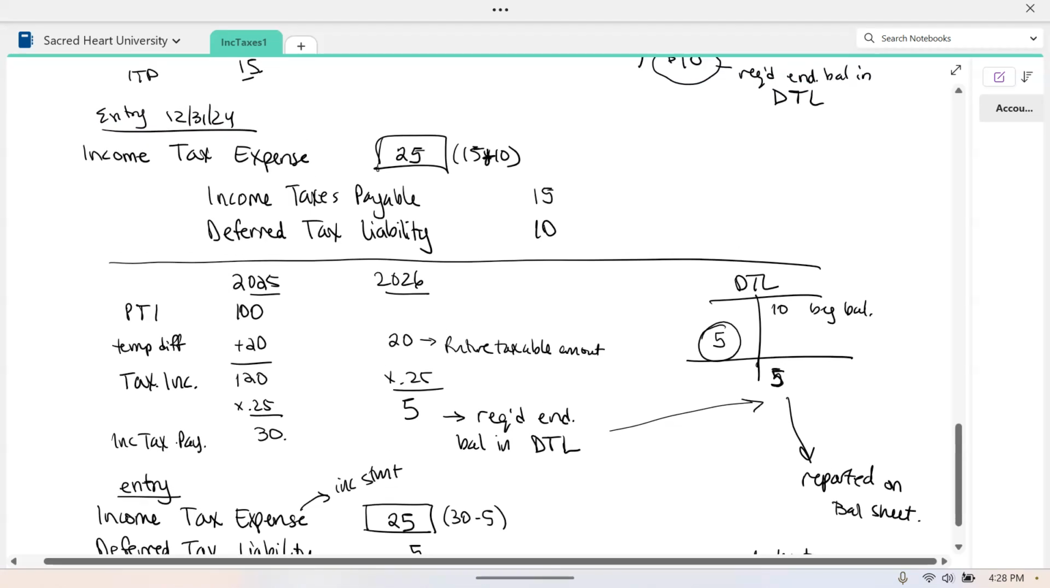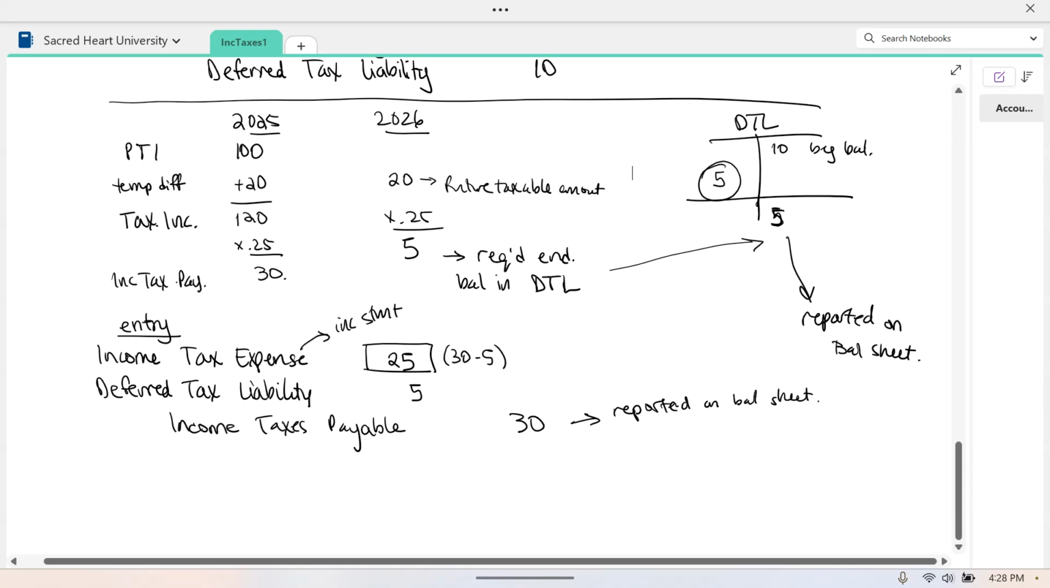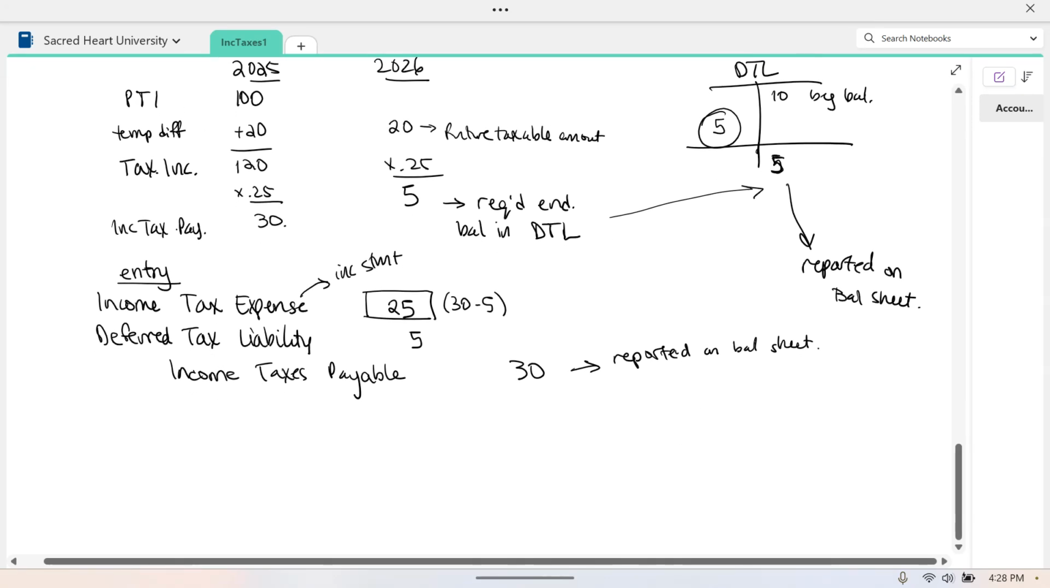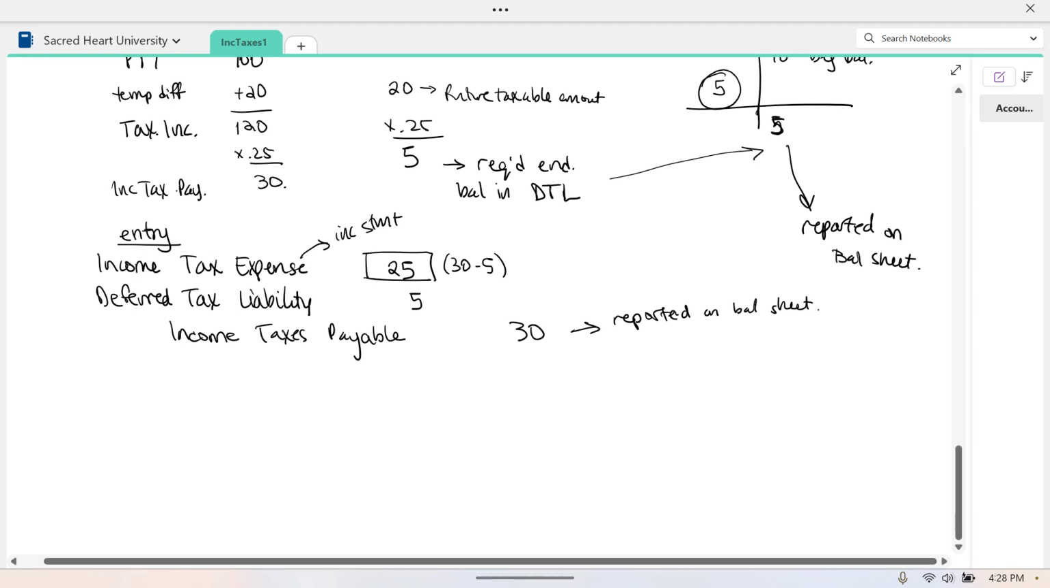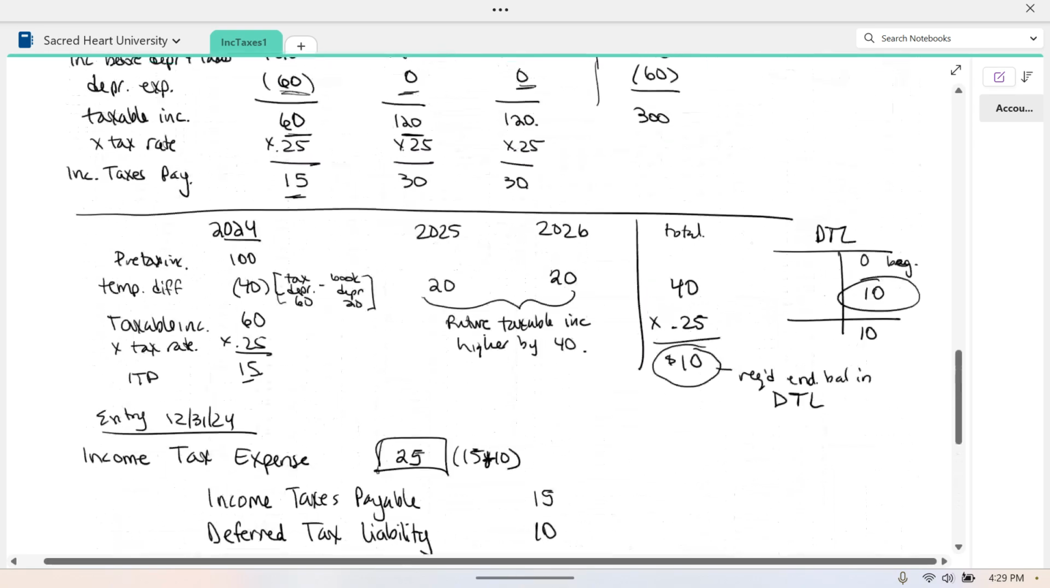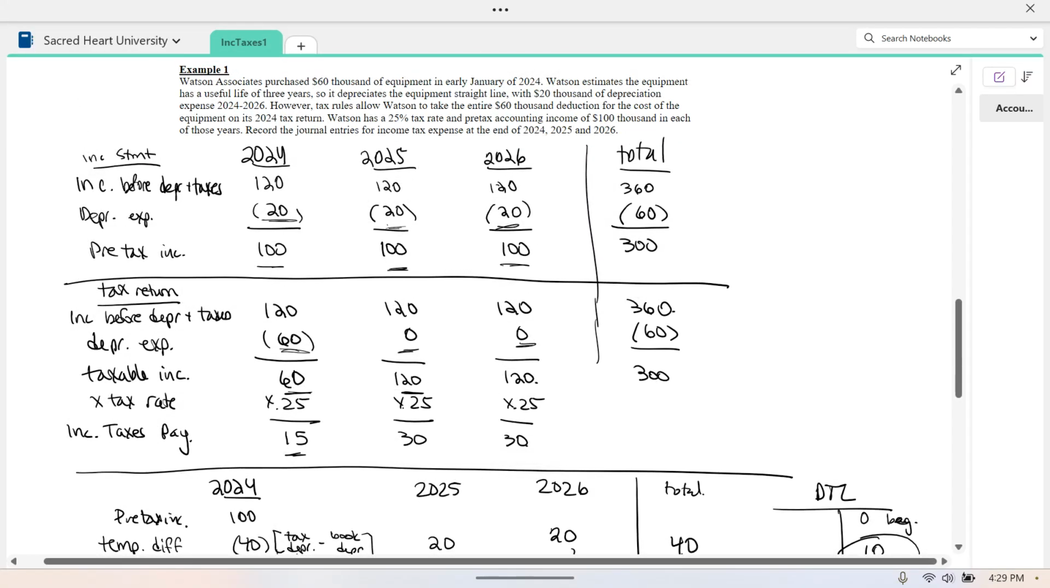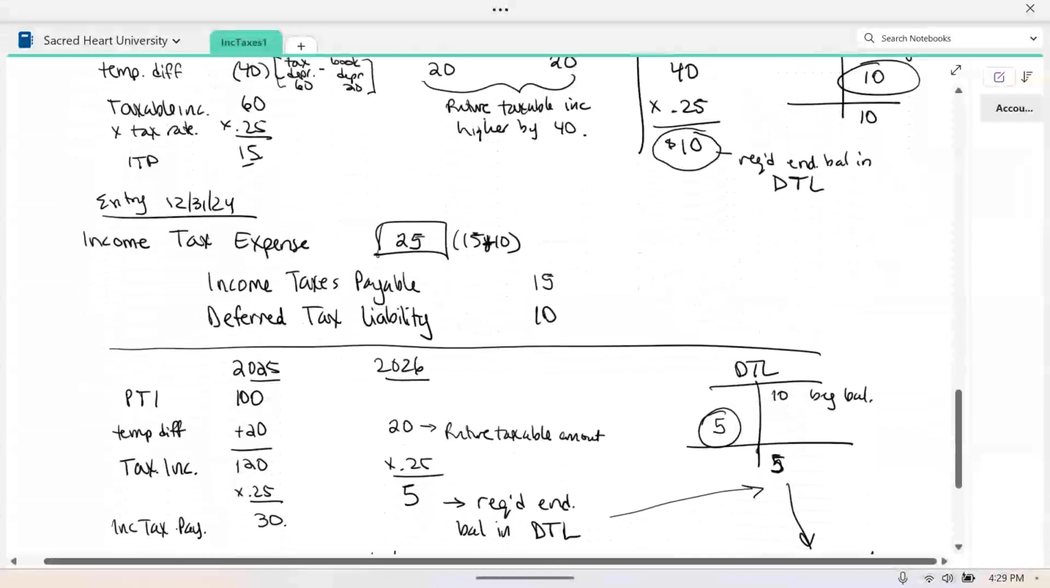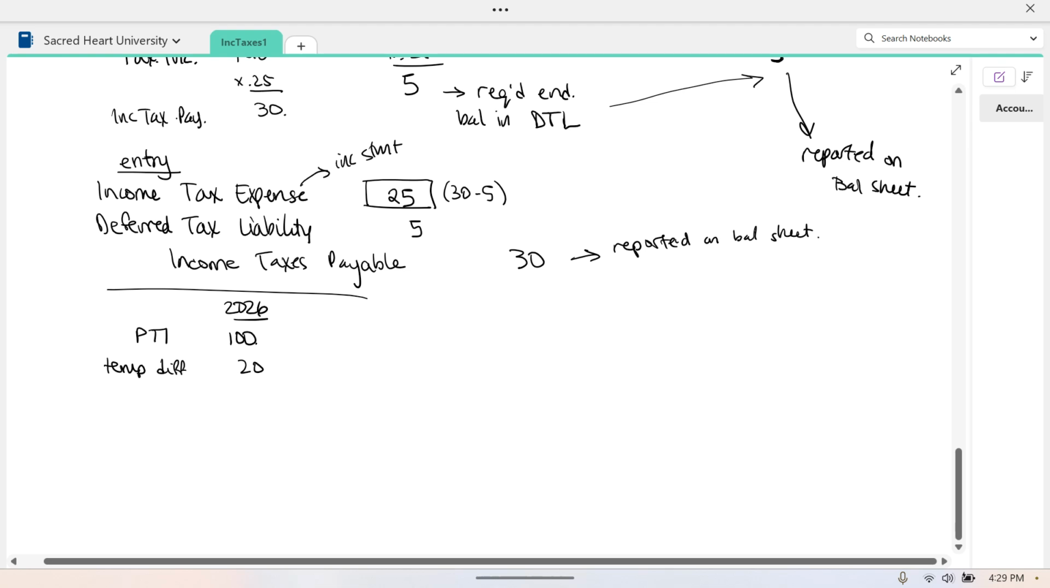And if you're wondering what about the income taxes payable from the prior year, 15, let's assume that was paid during 2025, and this new amount comes on at the end of the year. Okay, in 2026, we have pre-tax income of 100. We have this temporary difference of 20 again. Come back up here, we see pre-tax income of 100. Taxable income of 120, so that difference of 20, that gives us our taxable income.